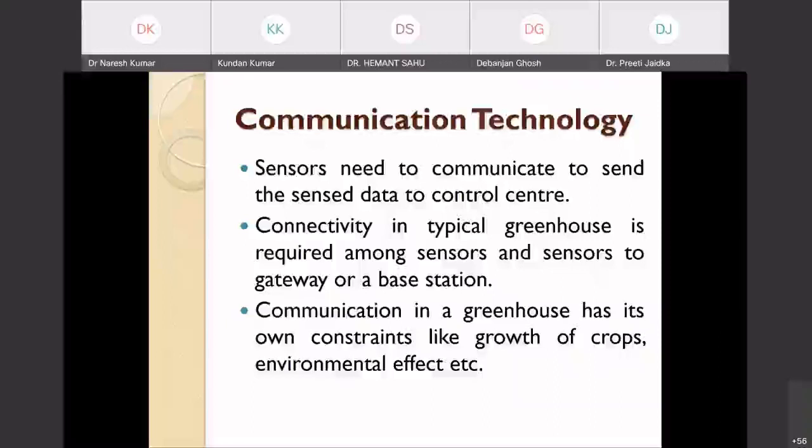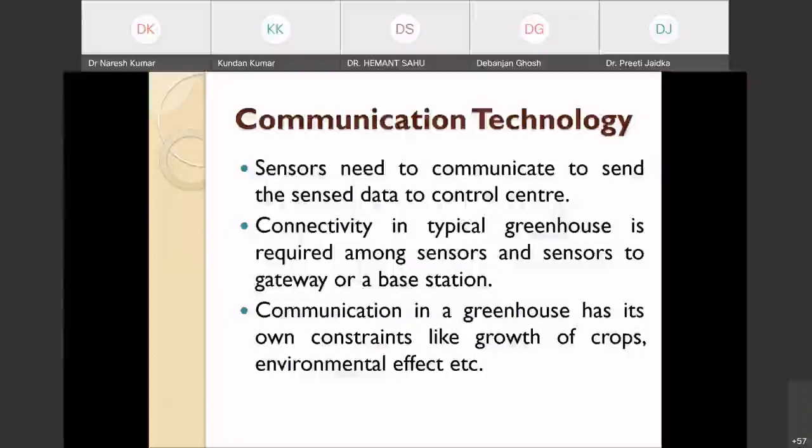And one based on the hybrid model for the propagation loss as well as the distance, as well as the growth of the crop and the type of the crop, the routing protocols can be calculated. Then we have a brief review of the communication technologies which are used in the greenhouses. These sensors need to communicate to send the sensed data to the control center. The connectivity in typical greenhouses is required among sensors, and from the sensors to a gateway to a base station. And the communication in the greenhouse has its own constraints like growth of the crops, environment effects, etc.